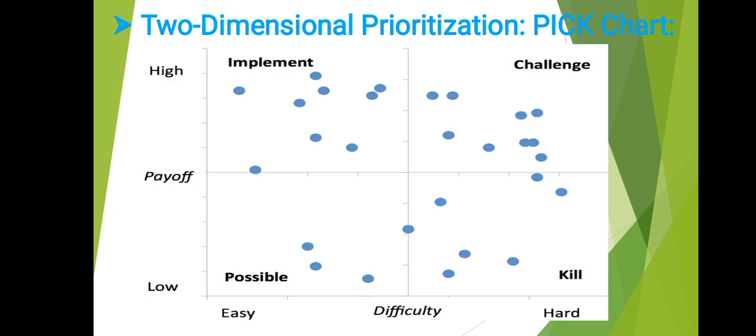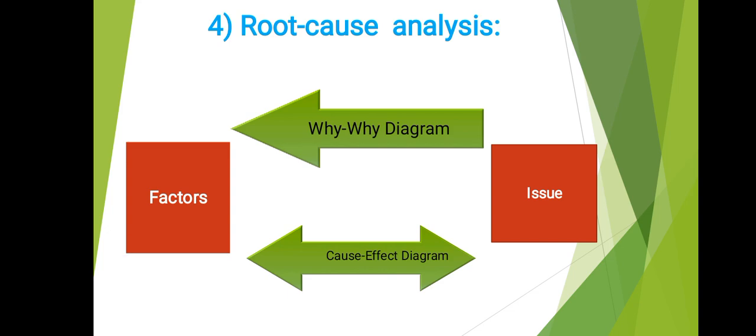So it means that these ideas should be implemented. Same for the challenge. If these dots represent that these ideas are challenging for us, the same applies for possible and the kill. Now the last step in the business management is the why diagram.